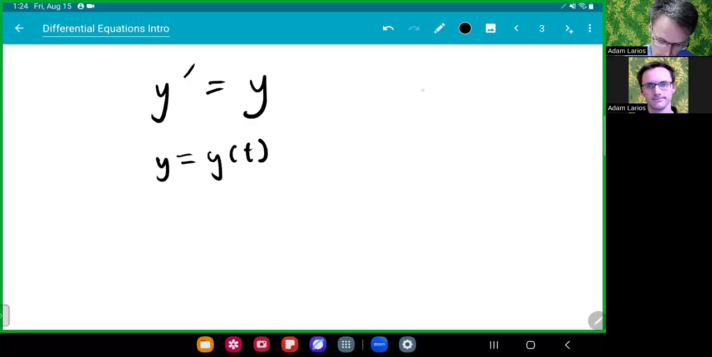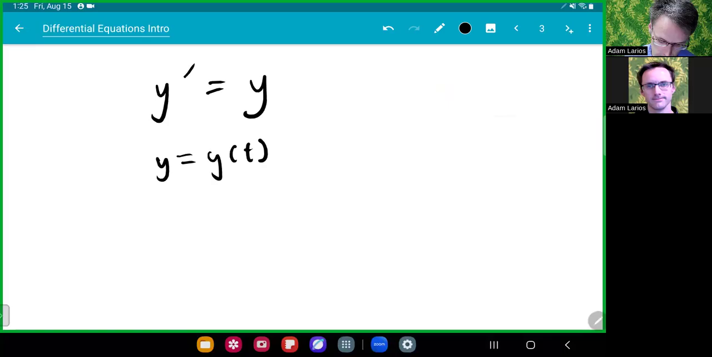Compare this, for instance, to an algebraic equation like x squared minus 9 is equal to 0. If we have something like this, we're looking for numbers to be our solutions. In this case, plus or minus 3 are the two solutions for this algebraic equation. But for a differential equation, the solution is an entire function, right? In some sense, an infinite amount of information.